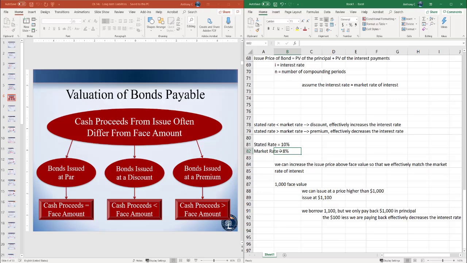So when our stated rate is greater than the market rate, the company will end up issuing the bond at a price greater than the face value, because it maximizes the money they're able to borrow.